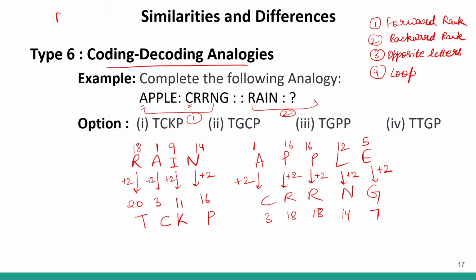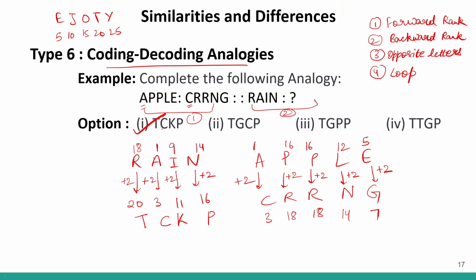So you can use the shortcut as I told you, T, 5, 10, 15, 20, and 25, to remember the forward ranks, the shortcut for forward ranks. So here I can see everything is going +2, right? Moving 2 positions forward. So if we move 2 positions forward for rain, we'll get T, C, K, P. So our answer will be option number 1, T, C, K, P.